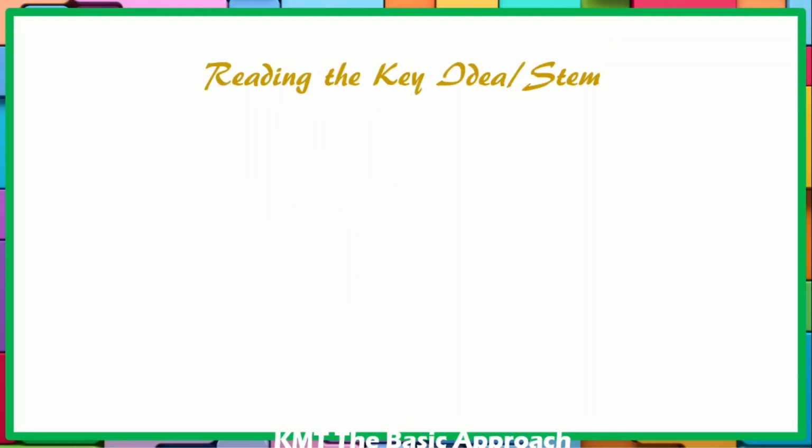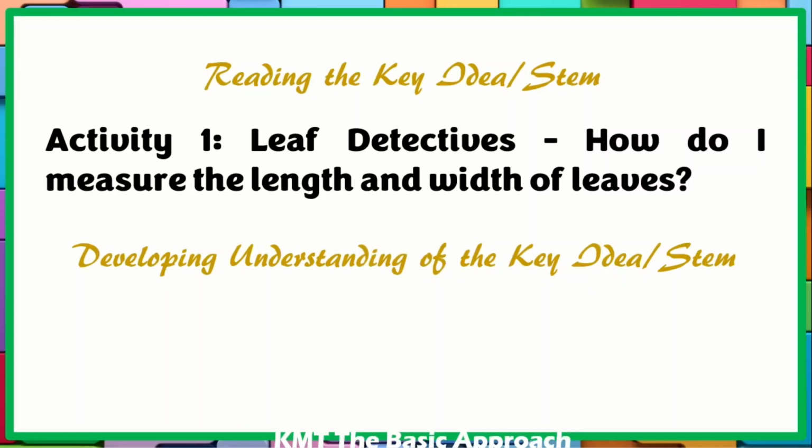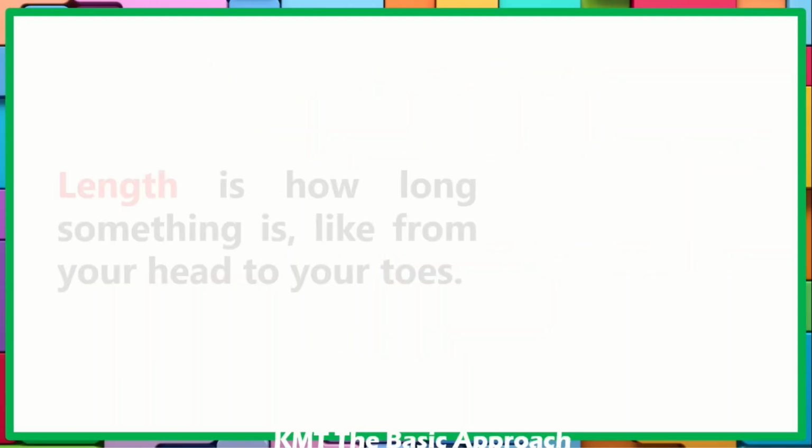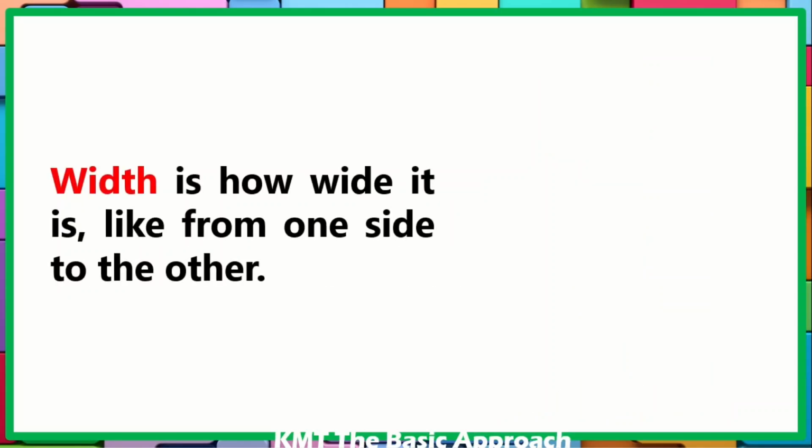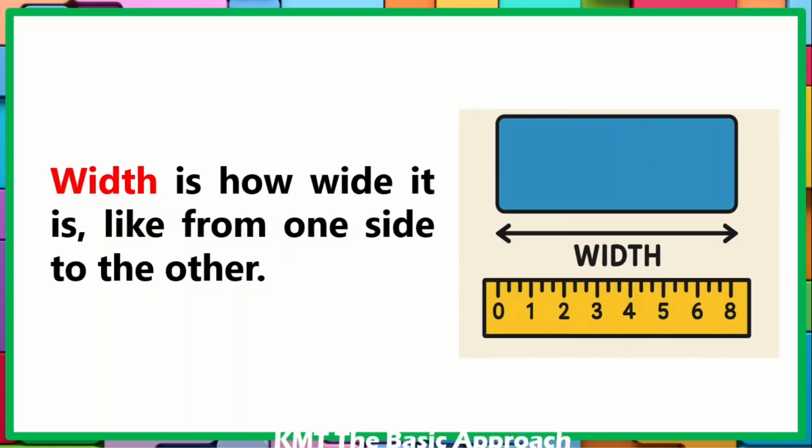Reading the key idea or stem. Developing understanding of the key idea or stem are to be guided by your actual teacher. Length is how long something is, like from your head to your toes. Width is how wide it is, like from one side to the other.